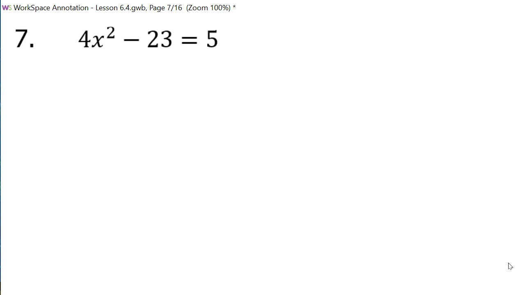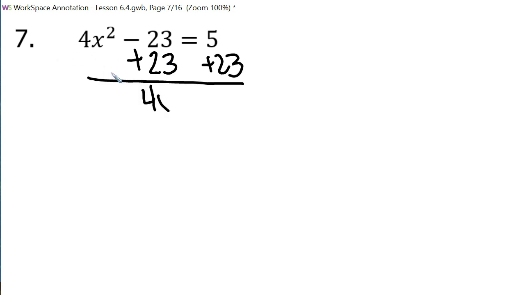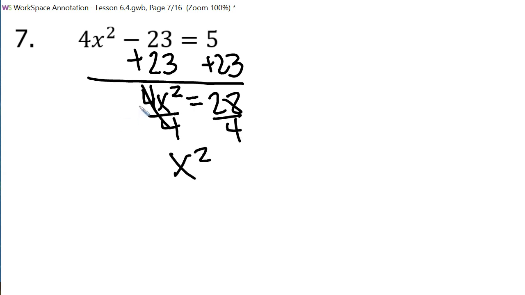Okay, number 7. Is the x squared by itself? No. So the first thing we have to do is add 23 to both sides. That gives us 4x squared equals 5 plus 23, which is 28. Divide both sides by 4. And that gives us x squared equals 7.